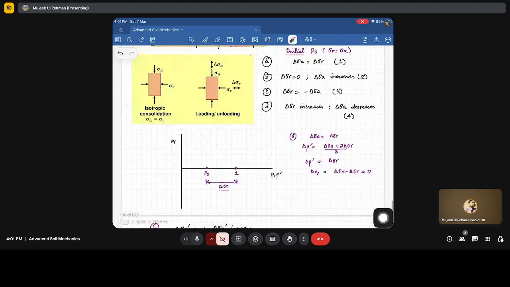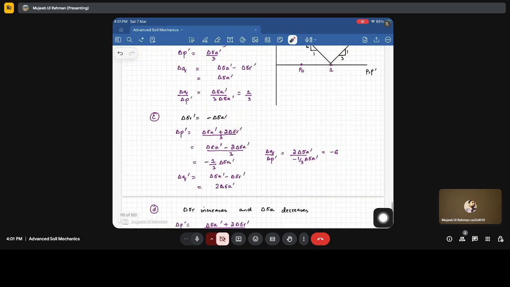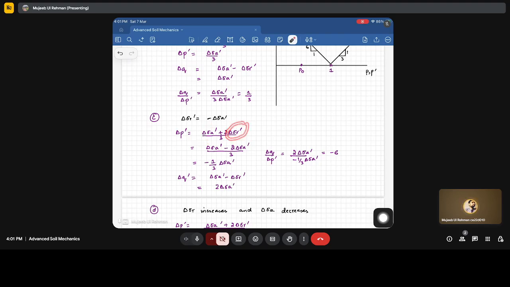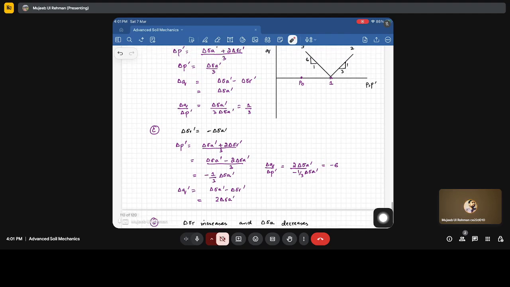Now there is case C, where delta sigma R is equal to minus half times delta sigma A. The radial stress is actually decreasing, and the amount of decrease is half of the change in delta sigma A. So delta P dash is equivalent to delta sigma A dash plus twice delta sigma R dash divided by 3. This is delta sigma A dash minus delta sigma A dash, since delta sigma R is minus half delta sigma A dash. So it will get reduced to zero. And delta Q dash is equal to delta sigma A dash minus delta sigma R dash, which is equal to 1.5 delta sigma A dash.